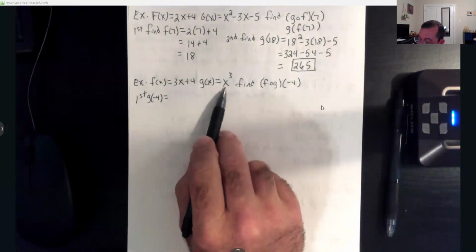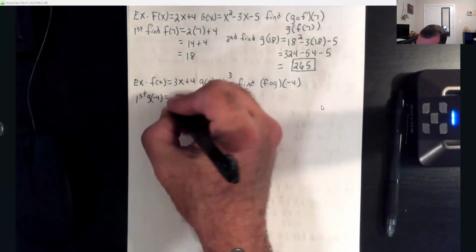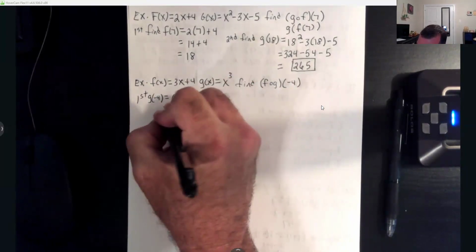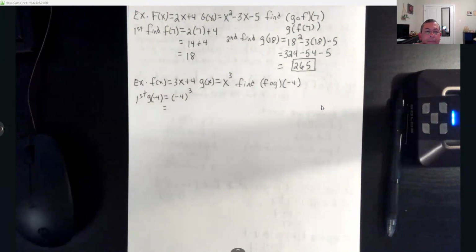So y'all, we're going to take our g equation, put in that -4. So we have -4 to the third power. All right, y'all, so what's that going to give us? A -4 to the third power.